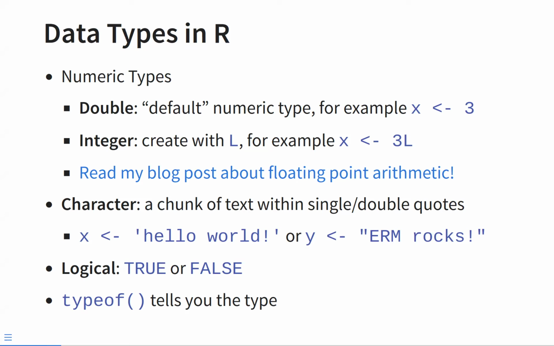The third key type that we need to think about is called the logical type. In some other languages, this is called Boolean, and this just means true or false. To find the type of something in R, there's a handy function called typeof.